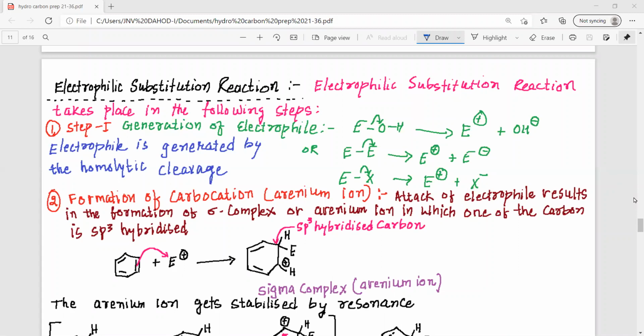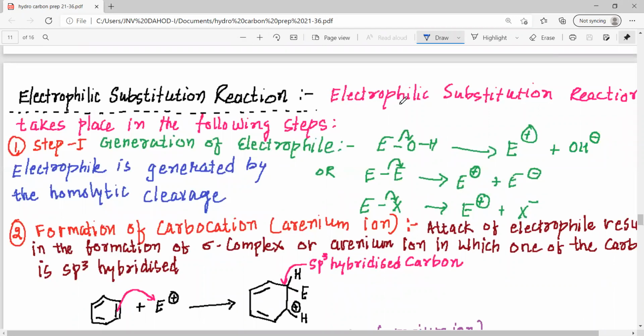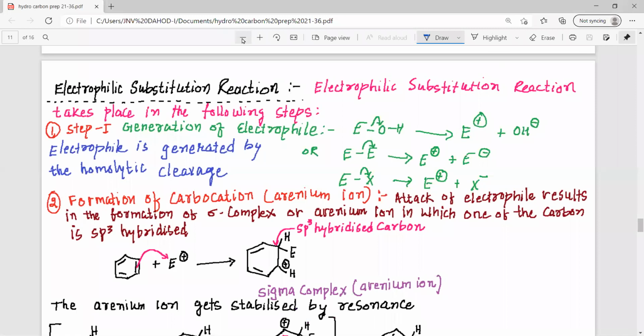Hello, dear students. Now we want to study about the electrophilic substitution reactions. We have seen that there are various electrophilic substitution reactions that benzene undergoes. So let us study about the mechanism of this electrophilic substitution reaction first. Electrophilic substitution reaction takes place in the following steps.